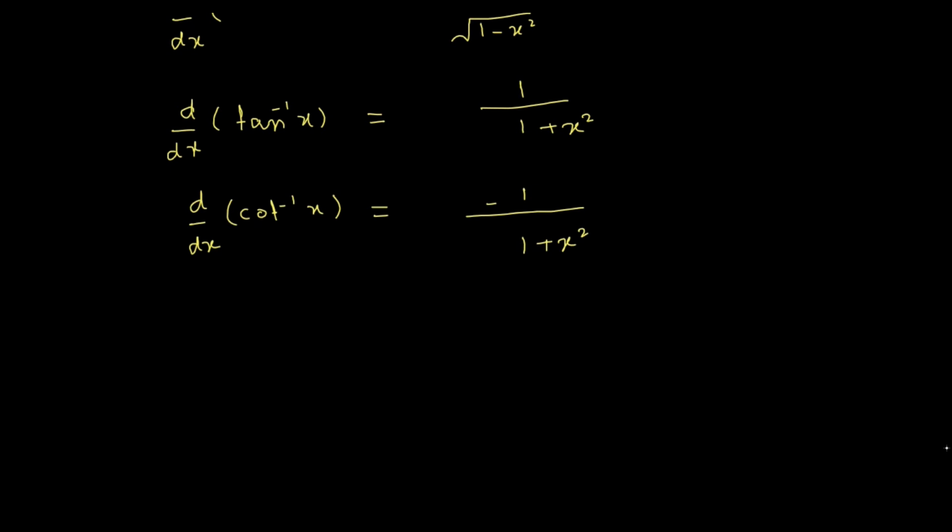And cosecant, d by dx of secant inverse x, where secant is the opposite of cos. Its formula is equal to 1 over x times the square root of x square minus 1.